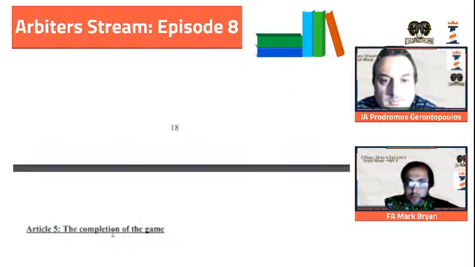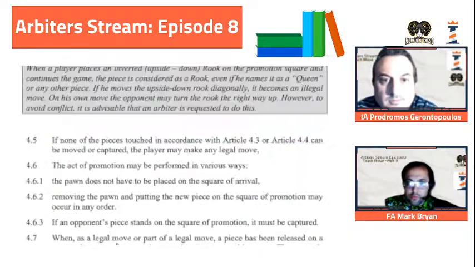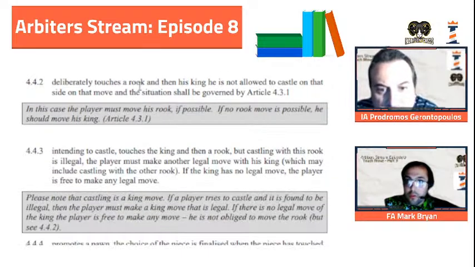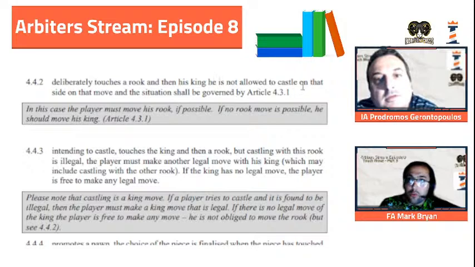It's Article 4.5. Yes, for if none of the pieces touched. So 4.4.2: if you deliberately touch a rook and then the king, they are not allowed to castle on that side on that move, and the situation shall be governed by Article 4.3.1.